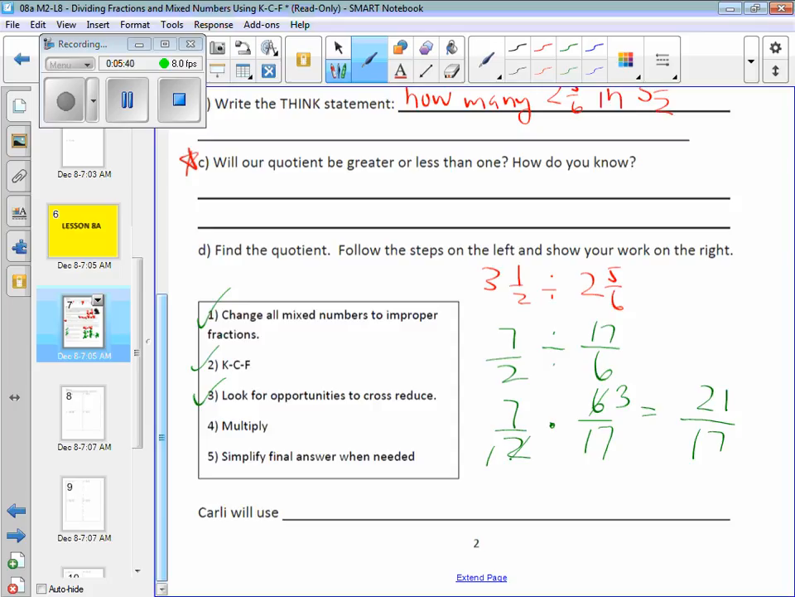Is that what you got so far? Can't leave it like that, though. Because when this number is bigger, it's an improper fraction, what I like to call a top-heavy number. We got to change it back into a mixed number. So 17 goes into 21 how many times?